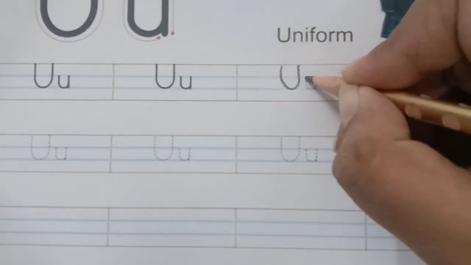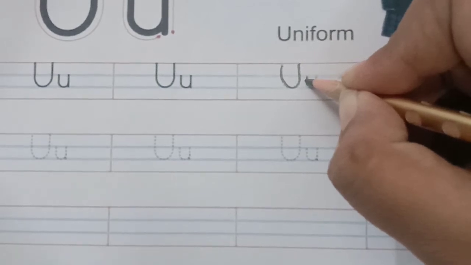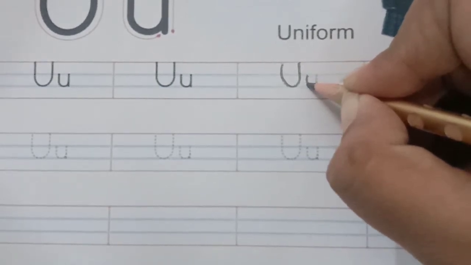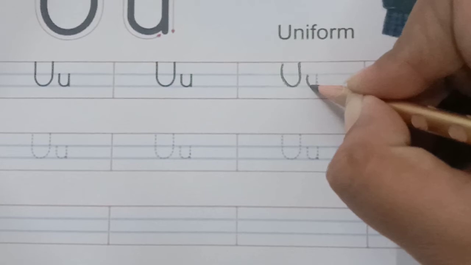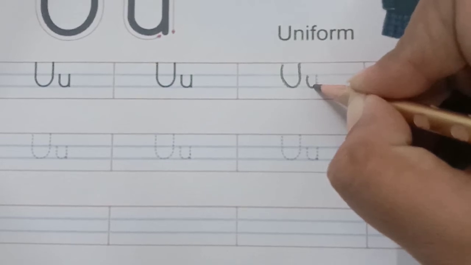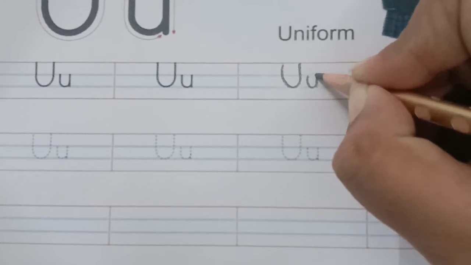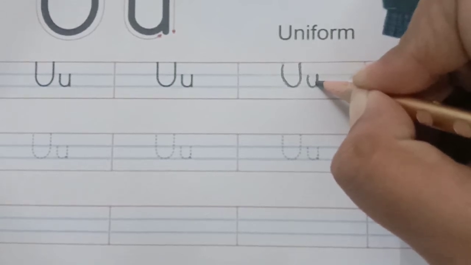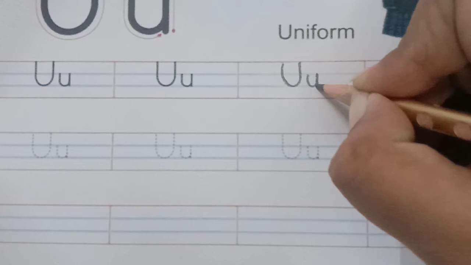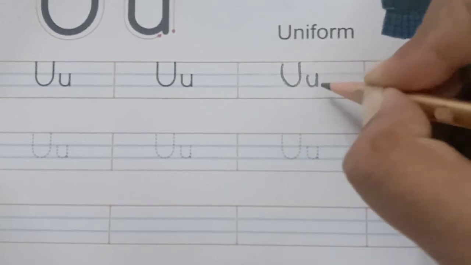Now we will write small u. From first blue line, we will make a standing line. Then we will make a curve and touch the second blue line. Then we will go up again and touch first blue line. And then we will come down standing and touch the second blue line. Small u.